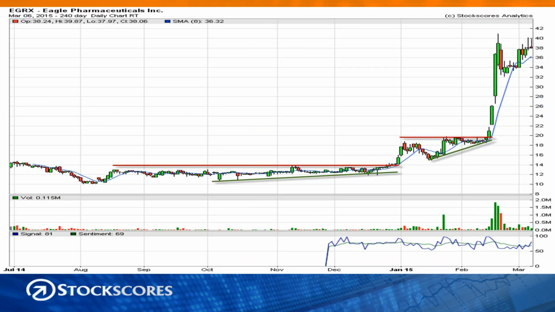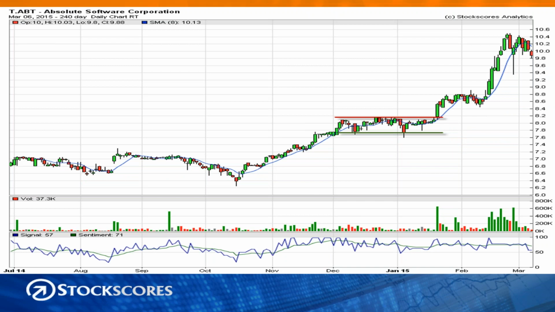Here's another one. I've drawn the lines on here. So there's your ascending triangle with a breakout. Here's another ascending triangle with a breakout. Away she goes. Another one, rectangle consolidation here with a break. Another little sideways trading with a break. Downward trend line with a break of the downward trend line.